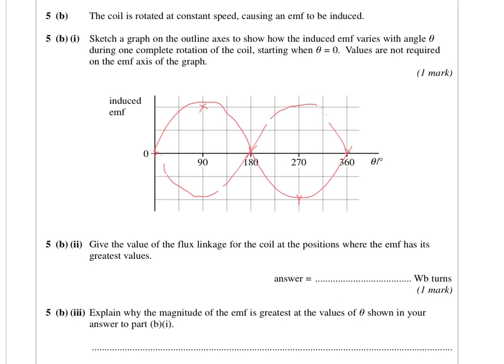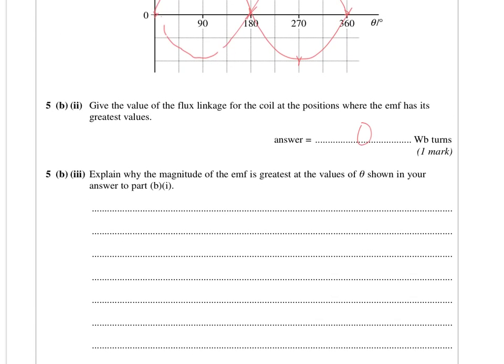Give the value of flux linkage for the coil at the positions where EMF has its largest value. It's going to be 0, because that's where the gradient of the graph is maximized. So you can see here, because cosine of 90 is 0, so the flux linkage will be 0. Explain why the magnitude of EMF is greatest at the values of theta shown in the diagram.